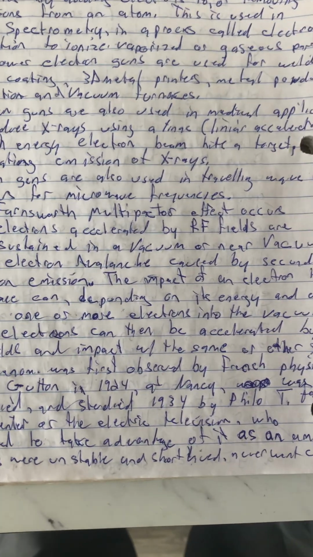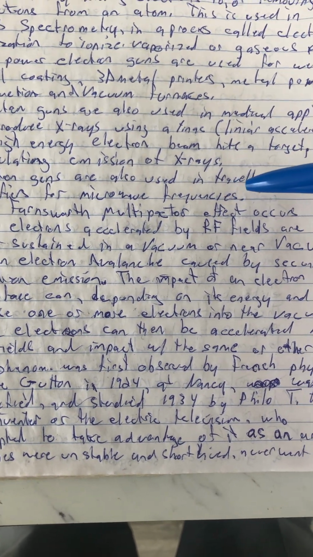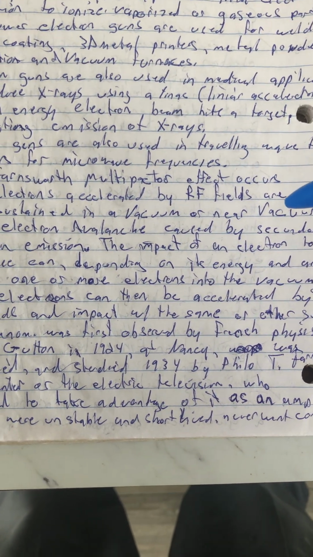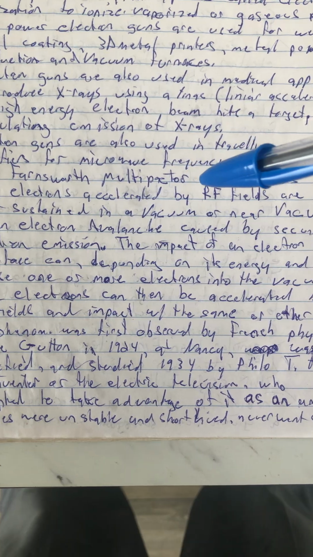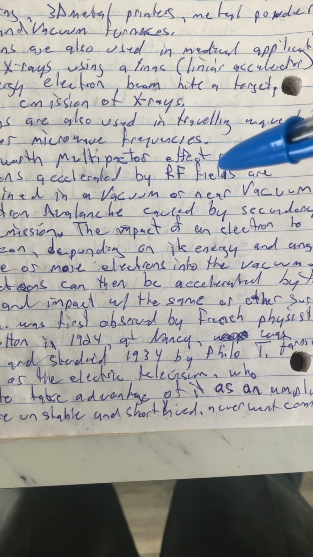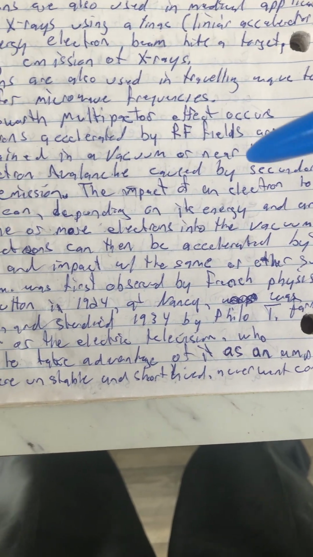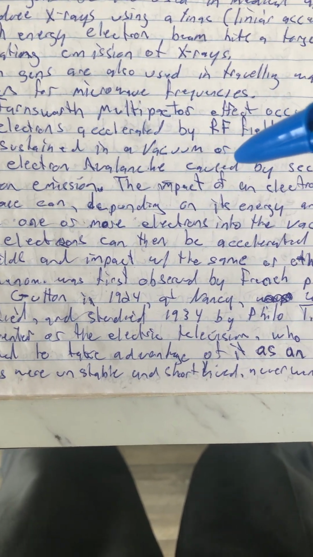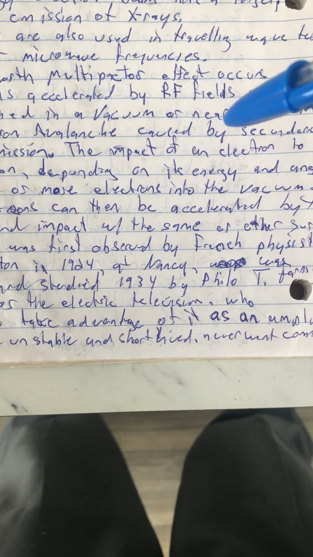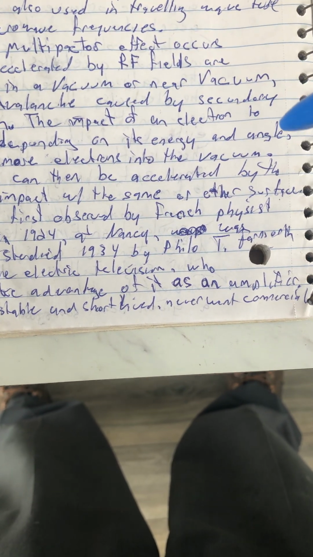The Farnsworth multipactor effect occurs when electrons accelerated by RF fields are self-sustained in a vacuum or near vacuum via electron avalanche caused by secondary electron emissions. The impact of an electron to a surface can, depending on its energy and angle, release one or more electrons into the vacuum. These electrons can then be accelerated by the RF fields and impact with the same or other surface.